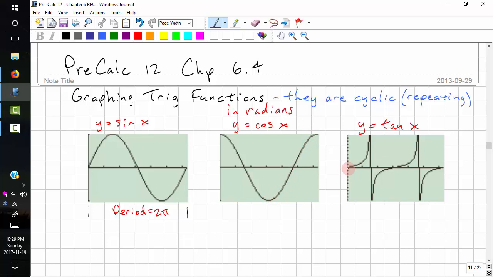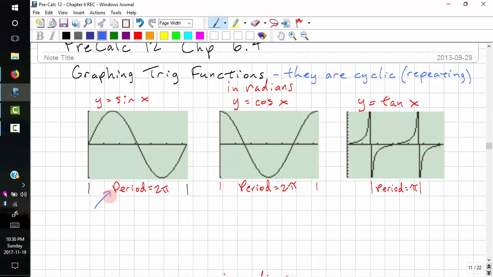Tangent, it doesn't start at 0. It actually starts at -pi/2. And it's cyclic, so we could start from here at pi/2. It's the same as -pi/2. It starts at -infinity, comes up through 0, and goes to +infinity. And the length of this period is pi. And the length of cosine, its period is also 2 pi.